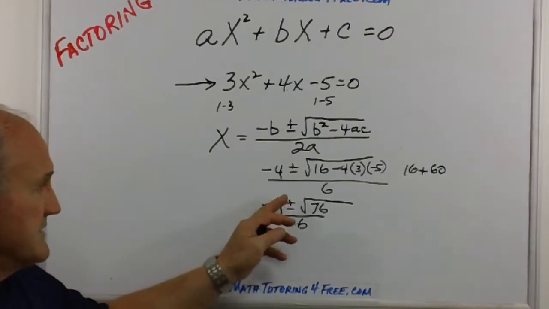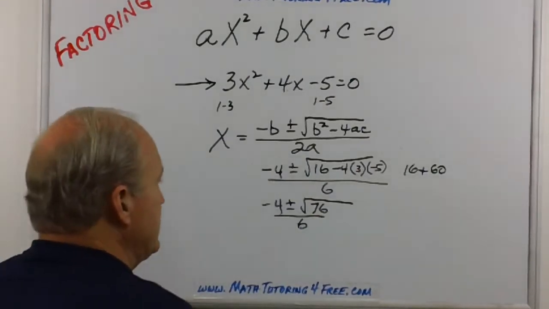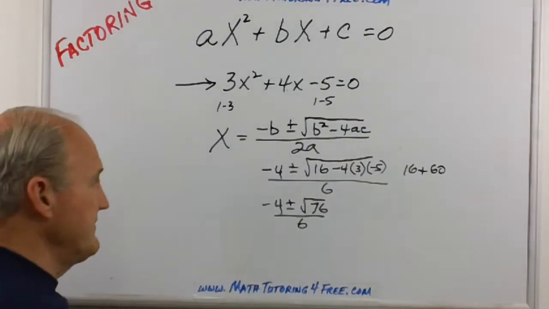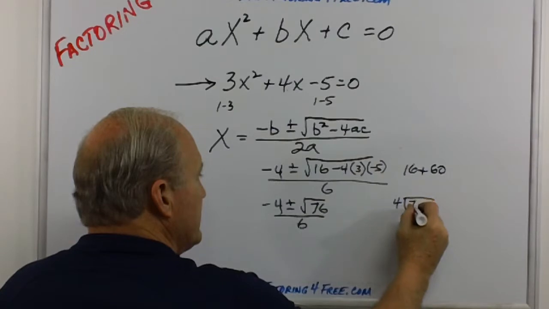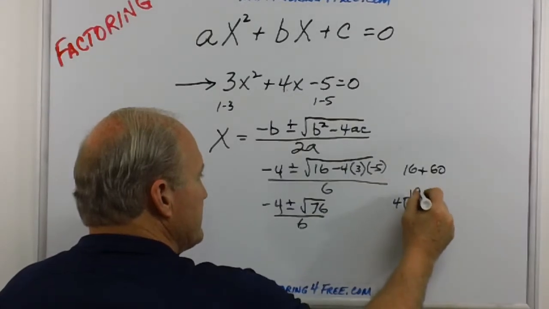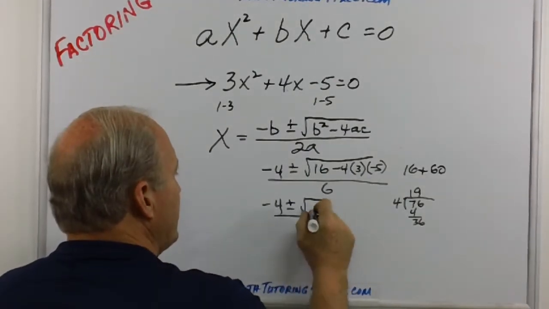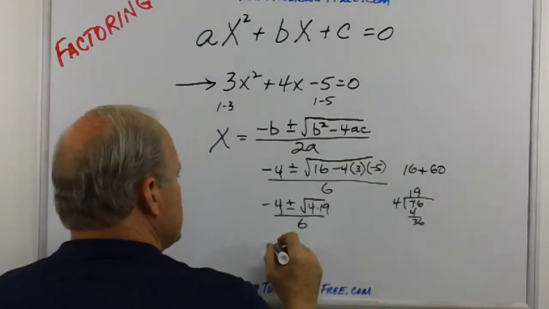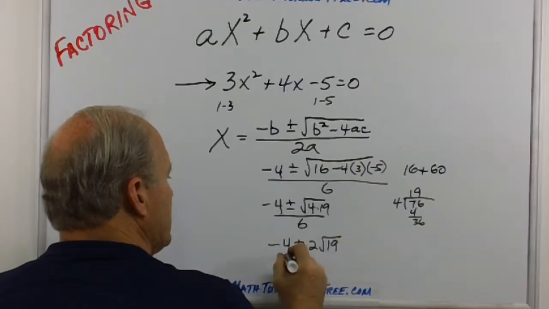You notice we've got two answers because this is plus and minus. We've got to try and simplify it. What can we do to simplify it? Is 76 a perfect square? No. But are there any perfect squares in there? The first thing I do is start with the smallest one, and I say, well, it's an even number, maybe 4 will go in there. 4 goes into 7 once, 4, 3, 36. Yes, it goes in there evenly. It's 4 times 19. So if I write this 76 as 4 times 19, then I can bring the 4 out, can't I? So this then becomes negative 4 plus or minus 2 times the square root of 19, over 6.